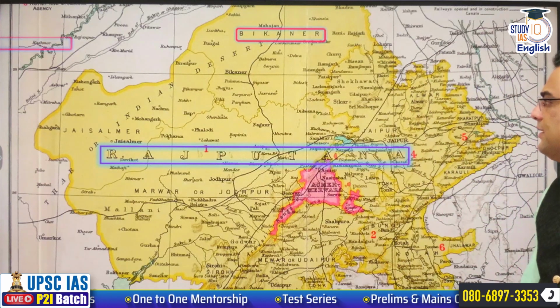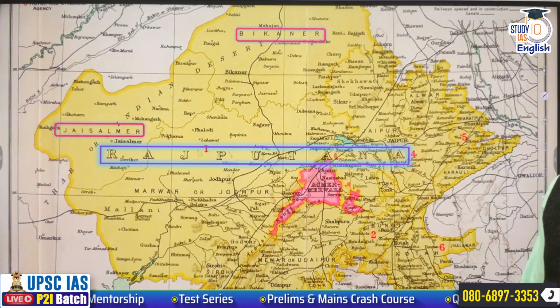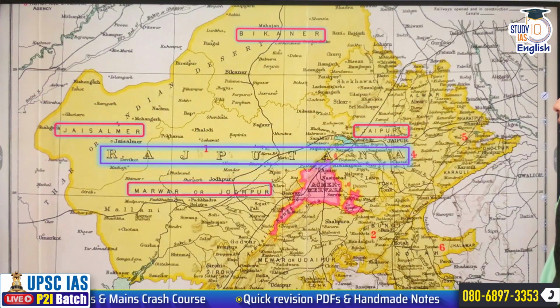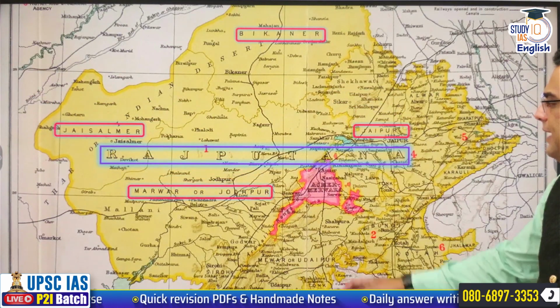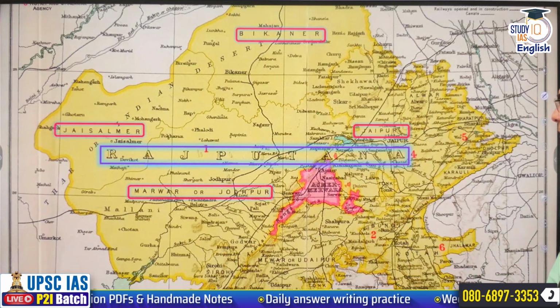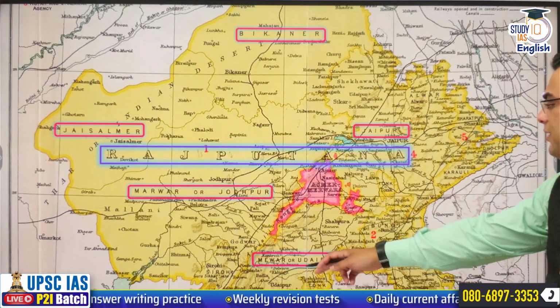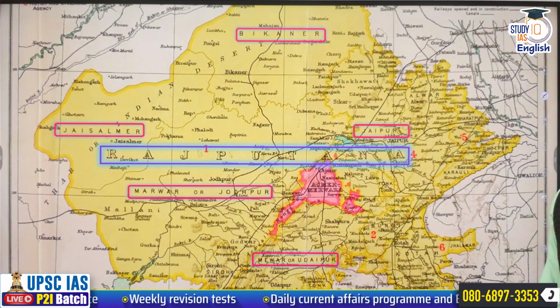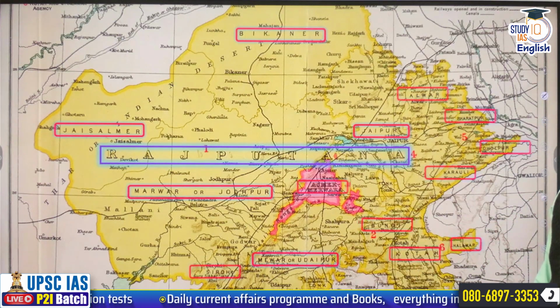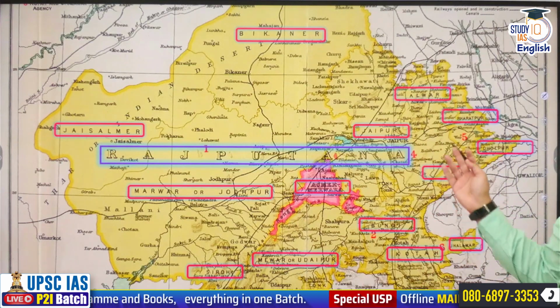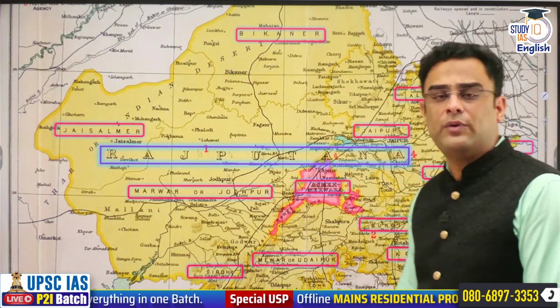So you have Bikaner, Jaisalmer, Jaipur, Marwar or Jodhpur. The capital is the city of Jodhpur. That's why Jodhpur also can be used in place of Marwar. Then Mewar or Udaipur. These are some of the major states. And apart from this, there were several other smaller states within Rajputana. Okay, so this map you will get in the PDF notes.